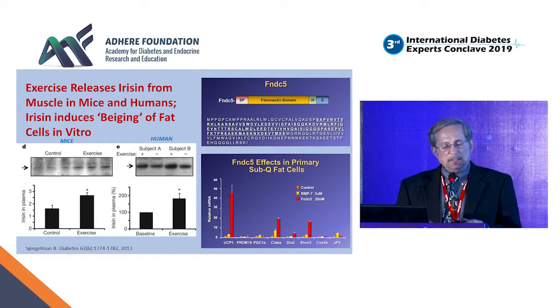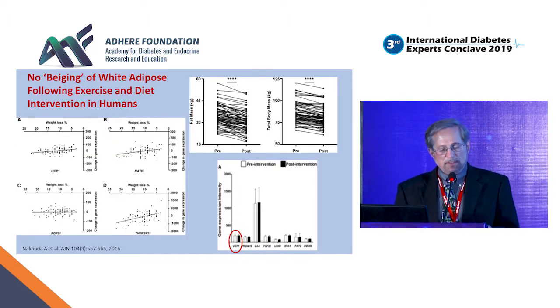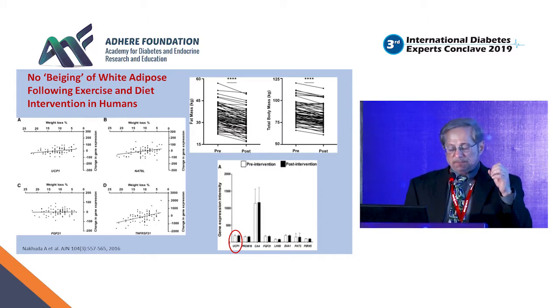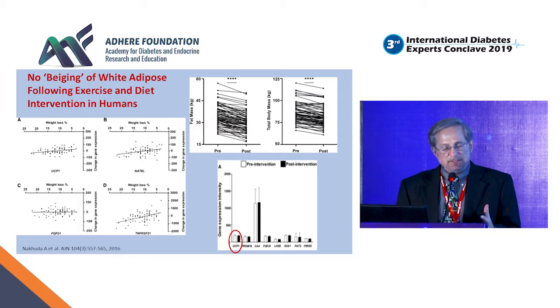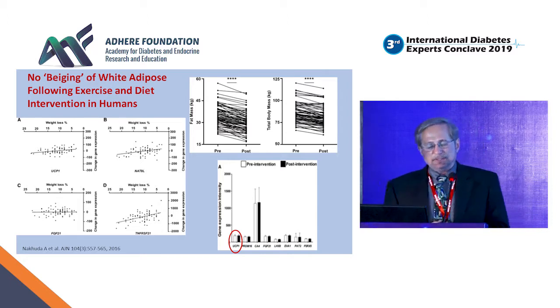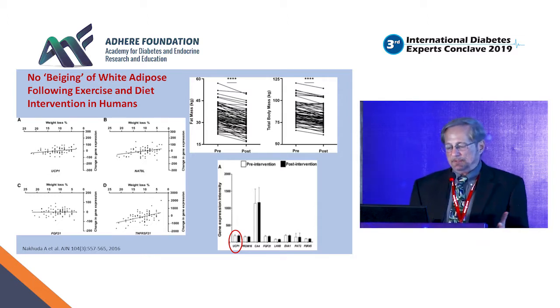And circulating levels of irisin are increased following exercise in both mice and humans, as shown by the graphs on the bottom. So this looks good. We're seeing release of this factor with exercise in mice that causes beiging, and that same factor is induced in humans. The problem is it doesn't seem to have this beiging effect in humans.